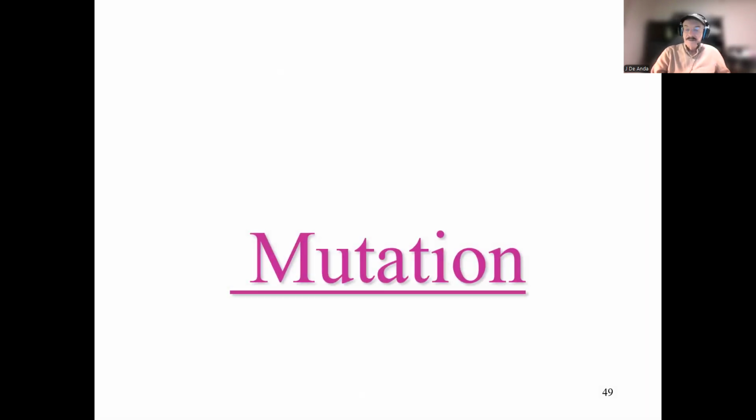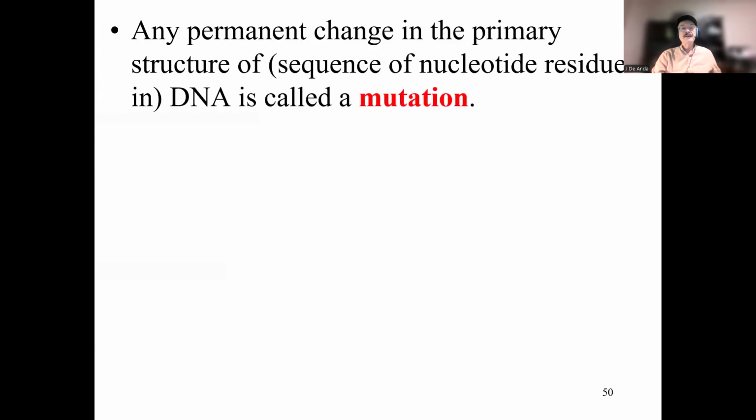Now, one of the concerns that we can deal with is the issue of mutation. Let's talk about that for a moment. As we said, the replication system in the cell is in charge of making sure that anytime DNA is replicated, you preserve a valid copy of the original information. But as we said, every now and then you can have a change in the primary structure, in other words, the sequence of nucleotide residues in DNA. And that kind of change, we call it a mutation.